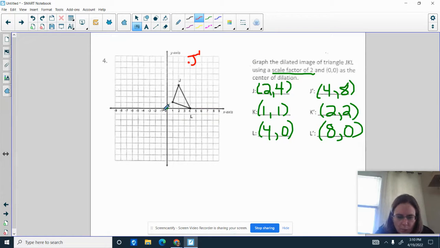Now I'm going to do K prime. Go over 2, up 2. And it's okay that your shapes overlap, because we're getting twice as big from that origin. And then L prime is going to be at 8, 0. So I'm going to go 8 and 0. Then I'm going to take a ruler or a straight edge and connect the points.